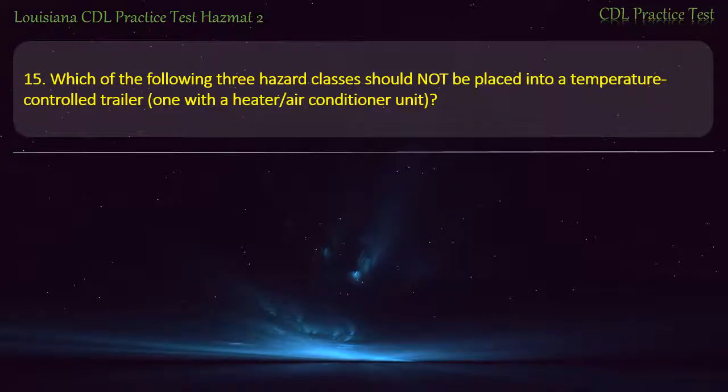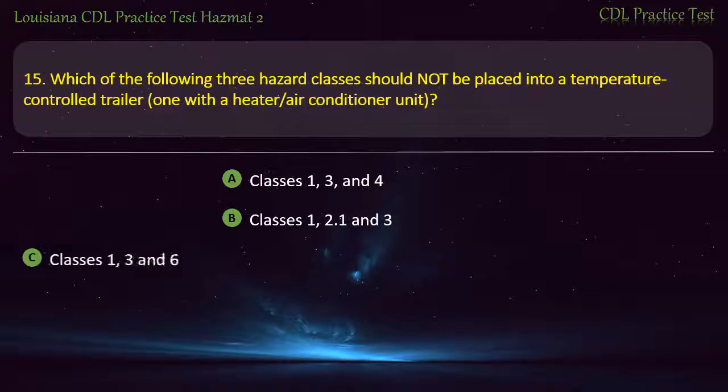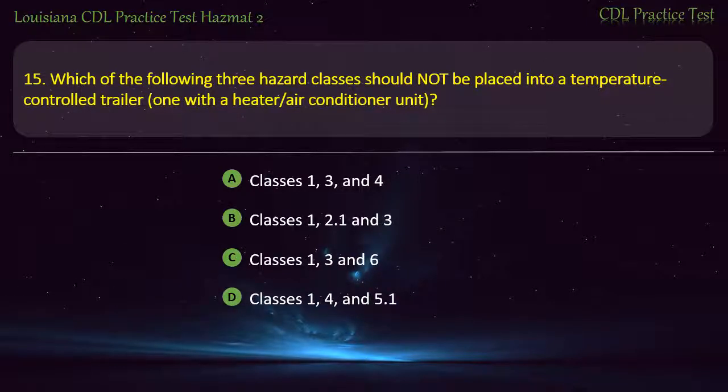Question 15. Which of the following three hazard classes should not be placed into a temperature-controlled trailer, one with a heater, air conditioner unit? Classes 1, 3, and 4. Classes 1, 2.1 and 3. Classes 1, 3 and 6. Classes 1, 4, and 5.1. Answer. Classes 1, 2.1 and 3.